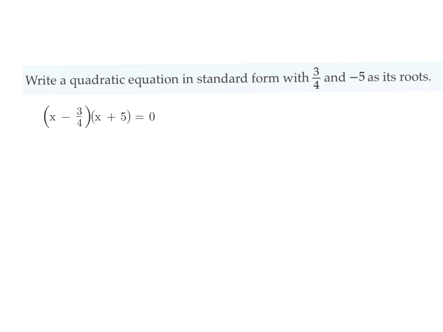Just like this. Okay? x minus 3/4 times the quantity x plus 5 equals 0. Again, that whole opposite sign idea. And the reason being is if I put 3/4 in for x, this becomes 0. If I put -5 in for x, this becomes 0. All right, is this in standard form?